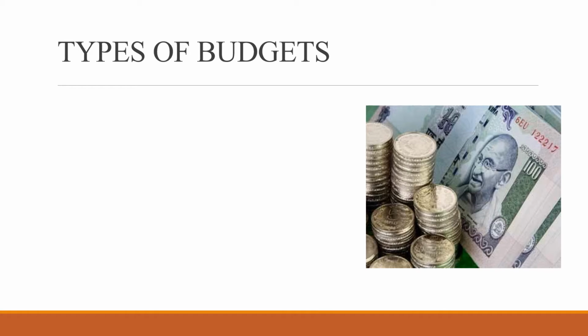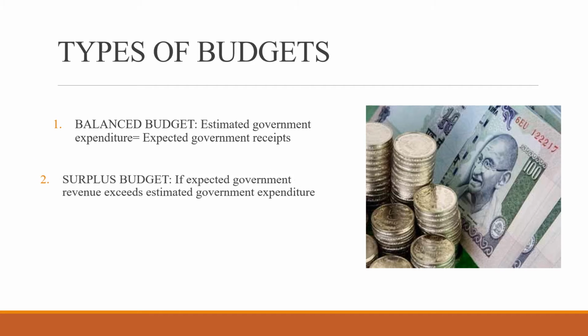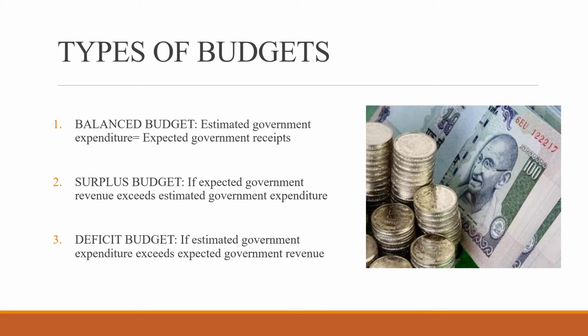Now, what are the types of budgets? The types of budgets broadly comprise of three types, which are the balanced budget, the surplus budget, and the deficit budget. Now, what is a balanced budget? In a balanced budget, the estimated government expenditure will be equal to the expected government receipts. This type of budget is based on the principle of living within means and is advocated by many economists.